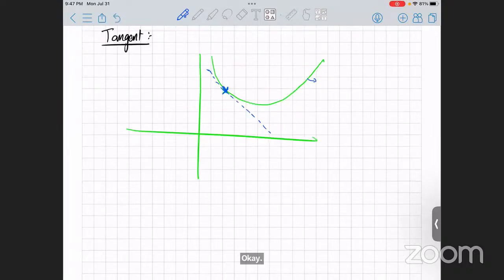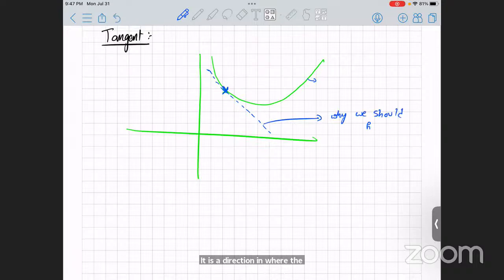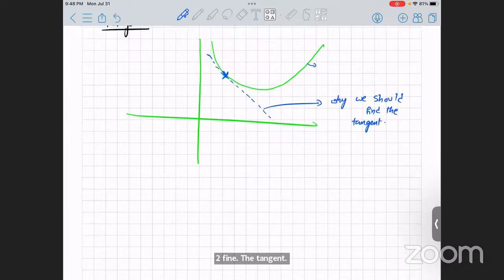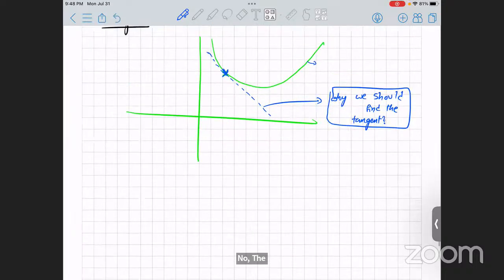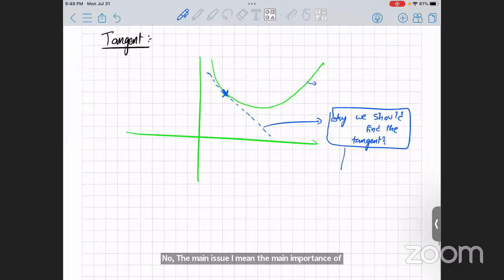Now coming to this, what is the use of a tangent? To find the slope. It tells the direction in which the curve moves. We should find whether the curve is increasing or decreasing. The main importance of the tangent is direction, whether it is increasing or decreasing.